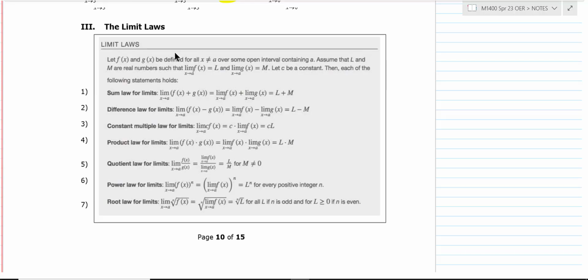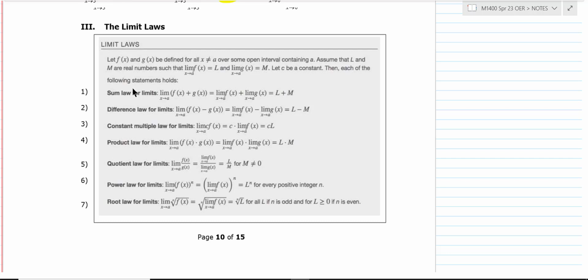The idea with the limit laws, and the limit laws will be something that we use throughout the semester as we start learning about derivatives, and integrals at the very end of the semester. This is a real theoretical part of the idea of a limit and comes into play when we develop other ideas. So these are the different laws.